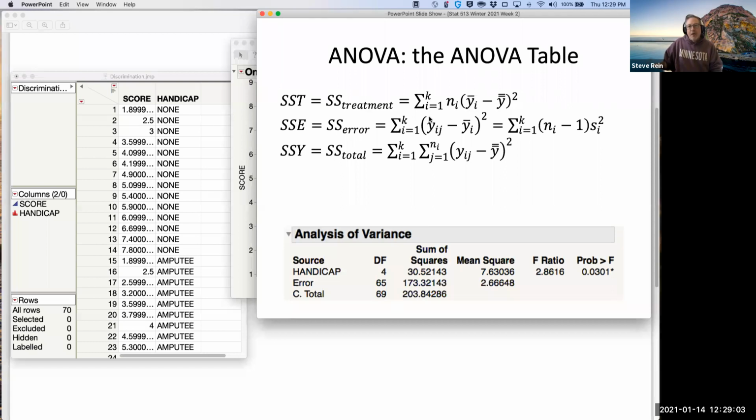SS error measures how close the individual data points are to their group average. Another way of phrasing that, which is more easily calculable: if I tell you n and s for each group, I could take those individual variances, multiply by n minus 1 and add them up. So if life gives you standard deviations and sample sizes, SS error can be calculated very easily. This last one is always a pain to do by hand. In fact, it's always a pain to do these things by hand.